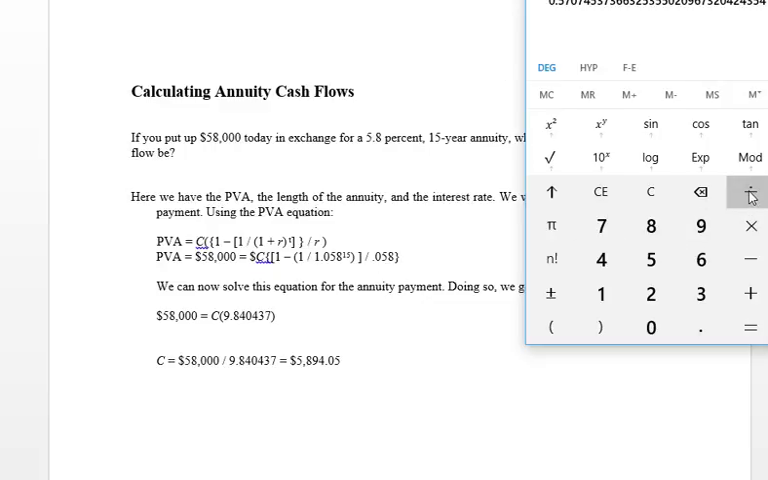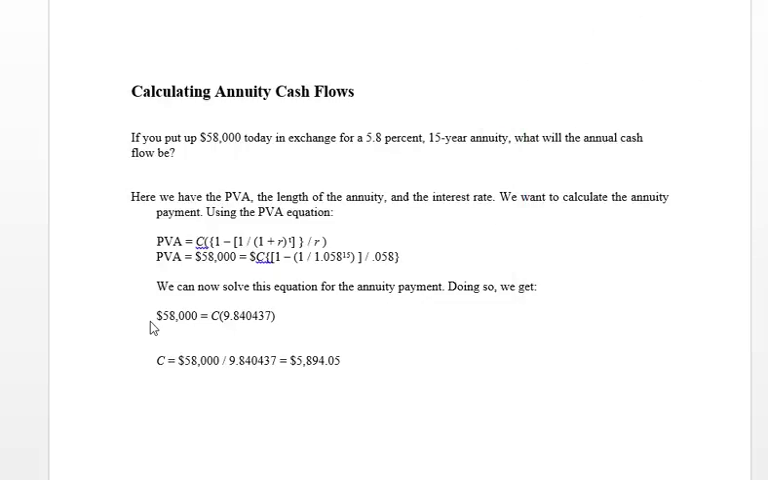Now I'm going to take that number and divide it by 0.058. Now I have a multiple, 9.8404. Great. So that is my multiple. If I multiply that by C, that would equal 58,000, because that's the equation.